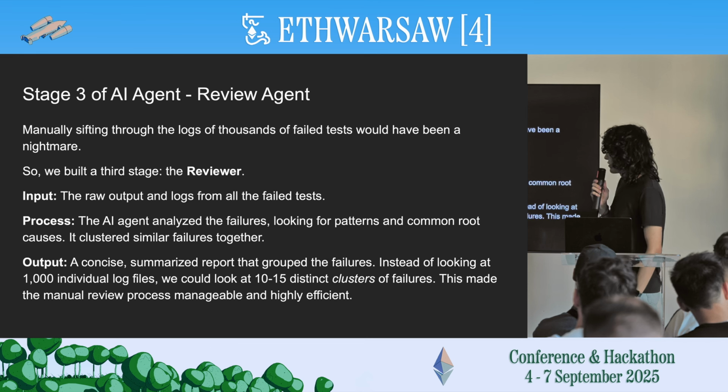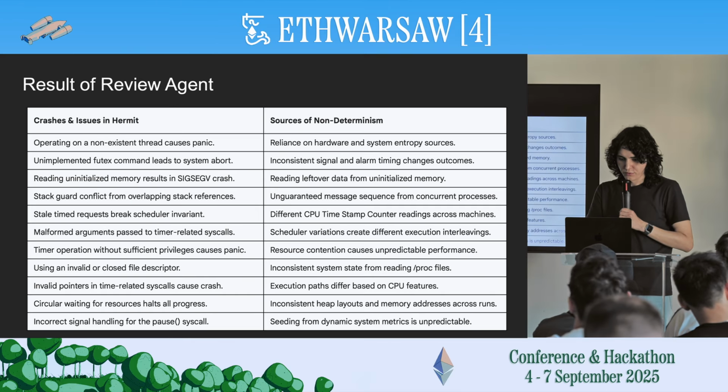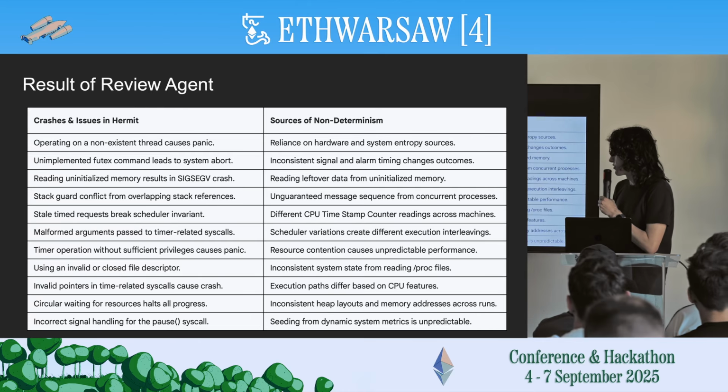And after running this, it was able to categorize everything into 22 separate issues. And we had 11 issues which were problems with Hermit, this open source execution environment from Facebook.